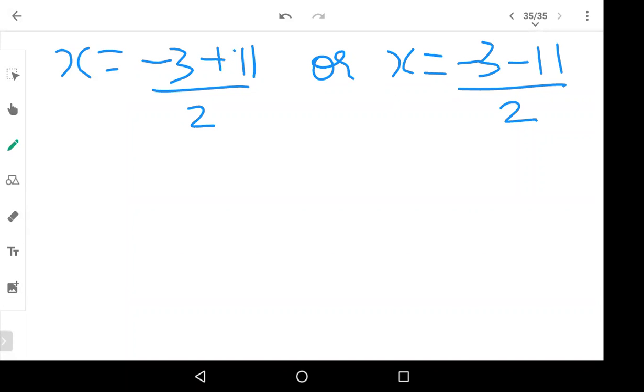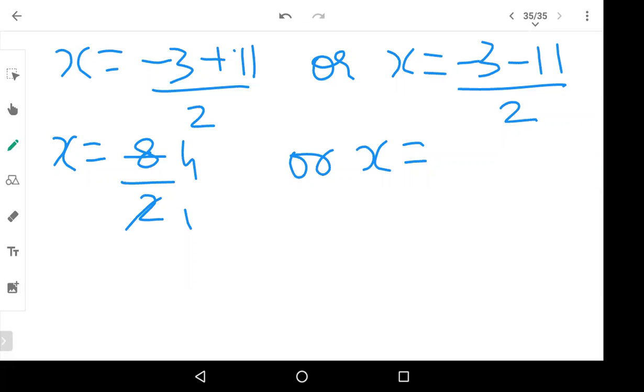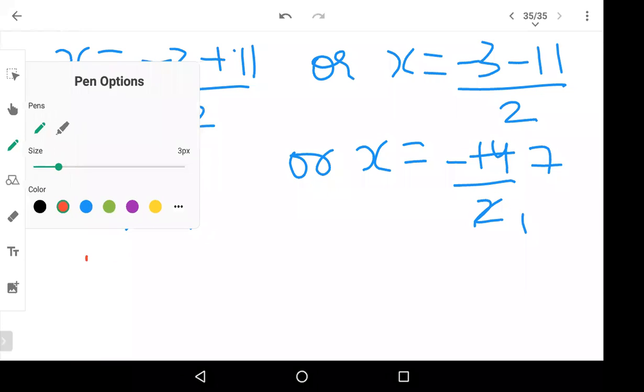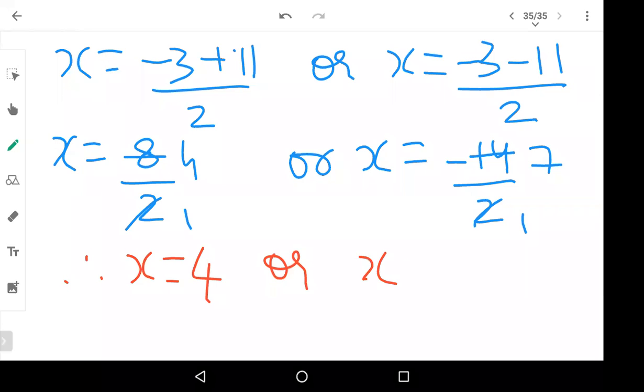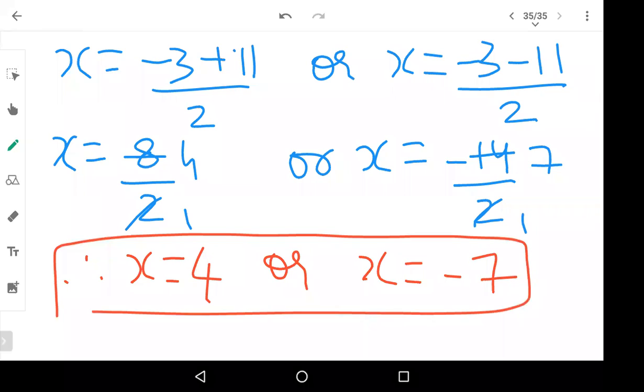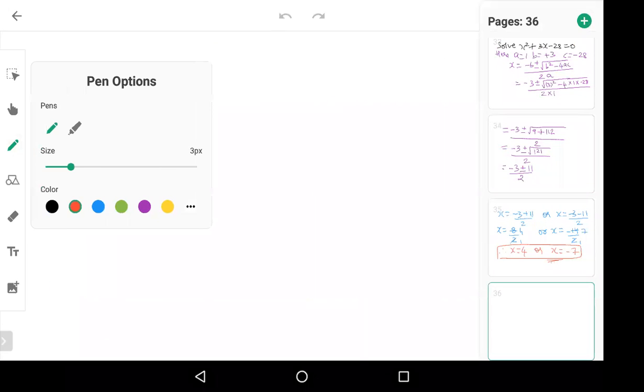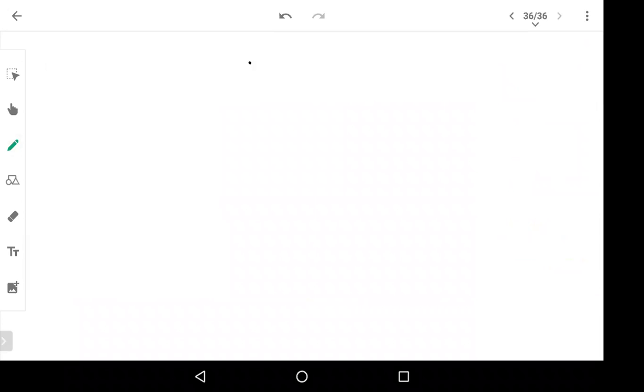Yes, correct, Ashwini. So x is equal to minus 3 plus 11, how much do you get? 8. 8 by 2, 2 fours are 8. Or x is equal to minus 3 minus 11 is minus 14 by 2, 2 sevens are 14. So therefore x is equal to 4, or x is equal to minus 7. Everybody got the answer? Very good. So we'll solve one more problem now. Any doubts in the previous problem? No? Good.